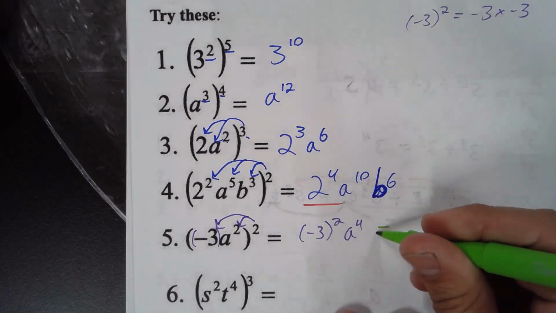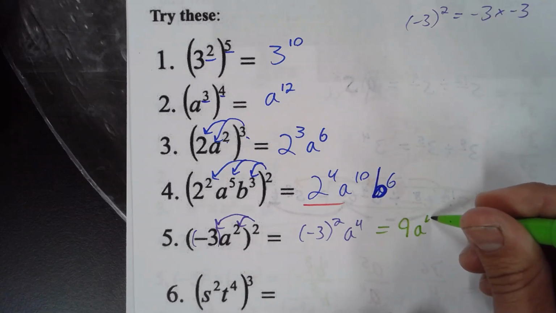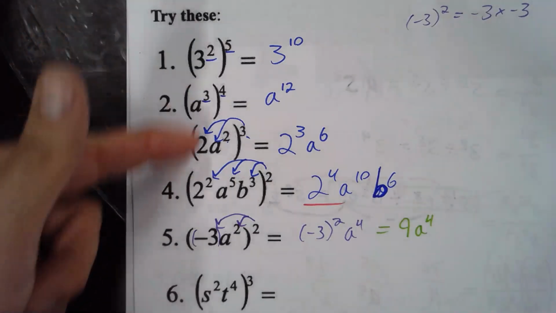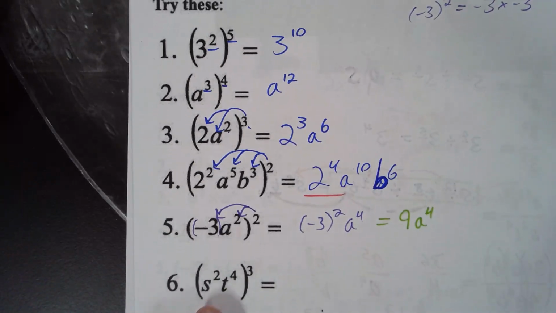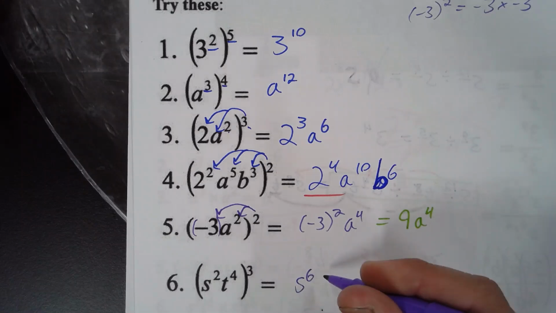So I know lots of rules are rolling all at once. If we're going to evaluate that, that would be 9 times a to the 4th. We're going to go back and evaluate the other one in just a second, but let's just finish this. Let's just do the exponents first. What did you guys get for number 6? That one's a little bit easier. S to the 6th power, t to the 12th power, yes.